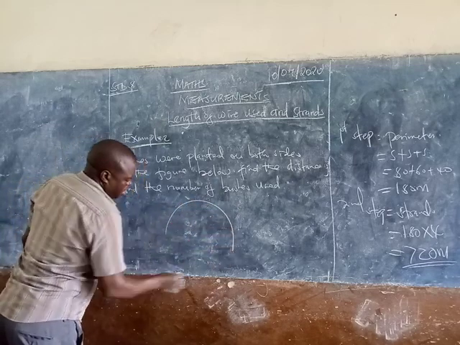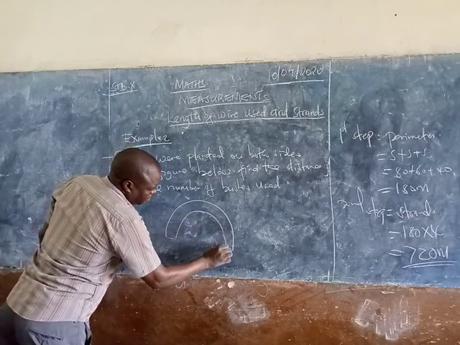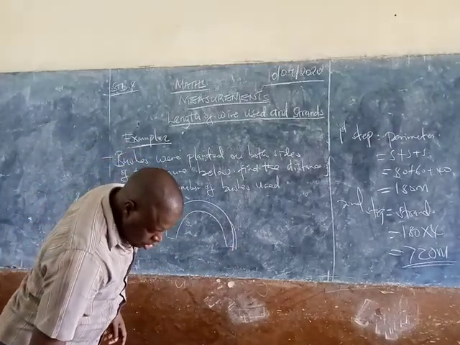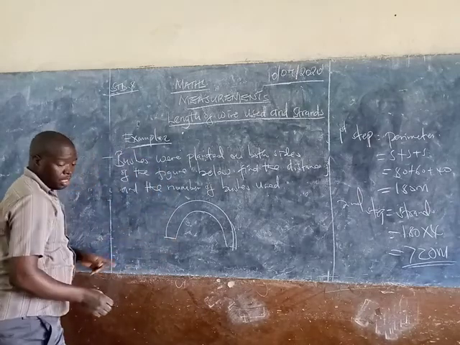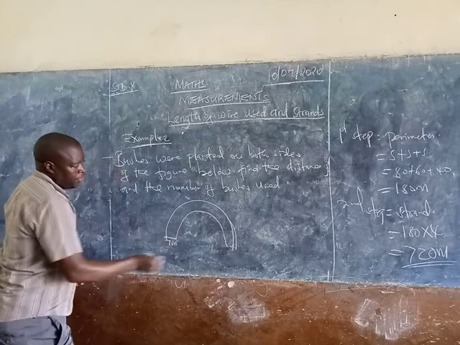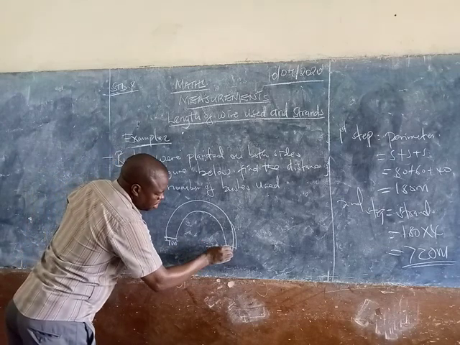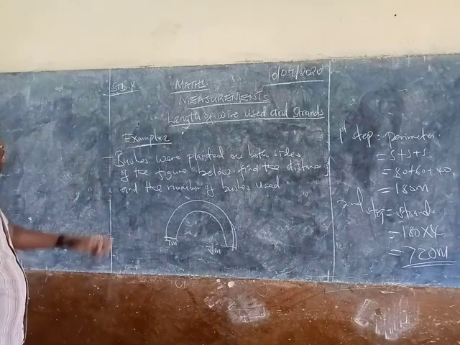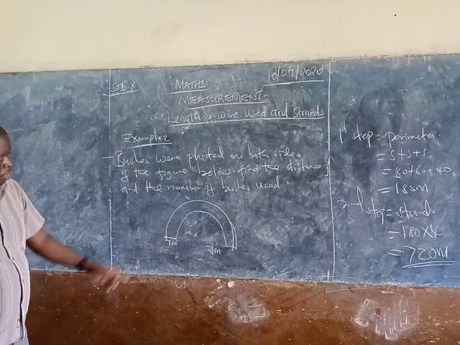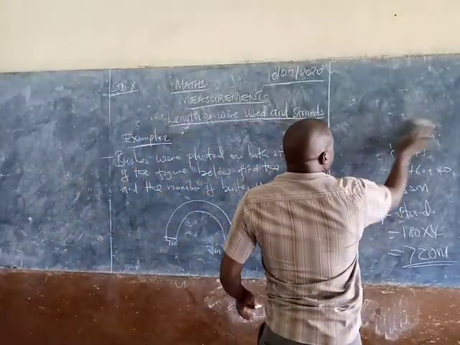like a semicircle. Then there is another semicircle, a smaller one. This distance is 7 meters, from that end to that. Then from there up to the center we have 21 meters. The question says bushes were planted on both sides of this figure. So what we need to do first is find the distance, or the perimeter of this figure.